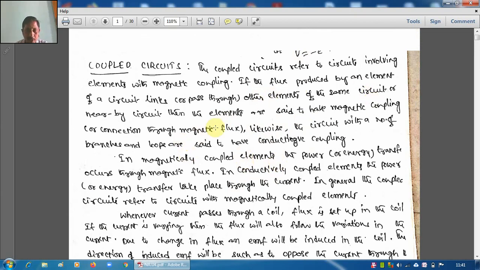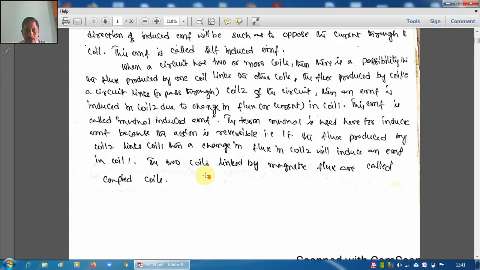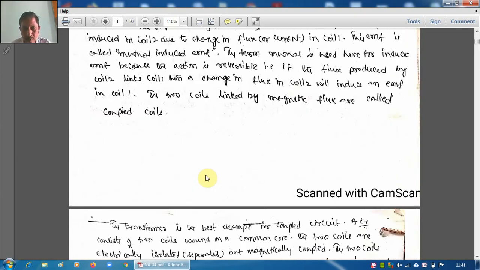Power transfer here takes place through the magnetically coupled elements. The power transfer occurs through magnetic flux. So, hope you have understood.